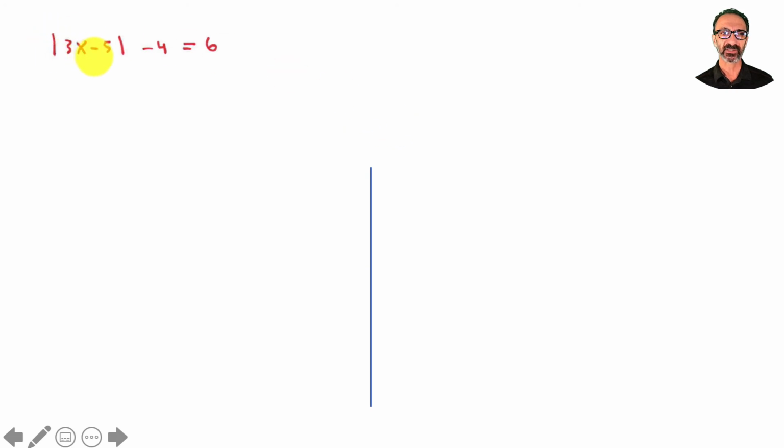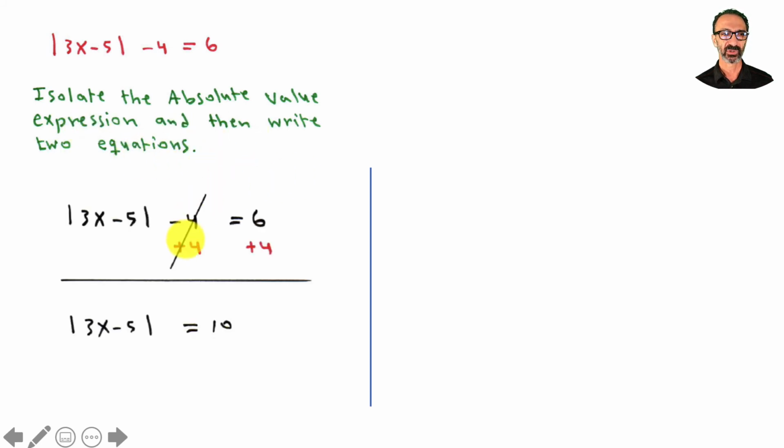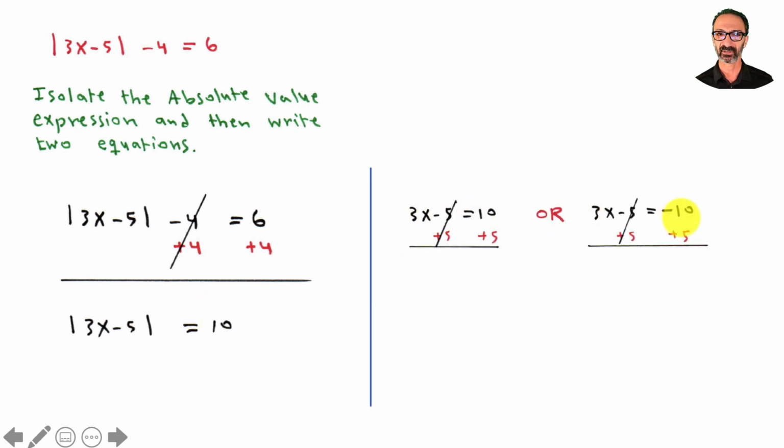Absolute value of 3x minus 5, subtract 4 equals 6. How do you do this problem? Well, we need to clean it up and have the absolute value by itself. Isolate the absolute value expression and then write two equations. We add 4 to both sides, cancels here, and that's a 10. Now I have two options. Either equals 10 or equals -10.